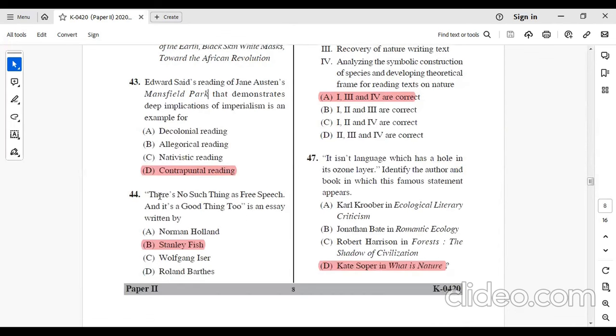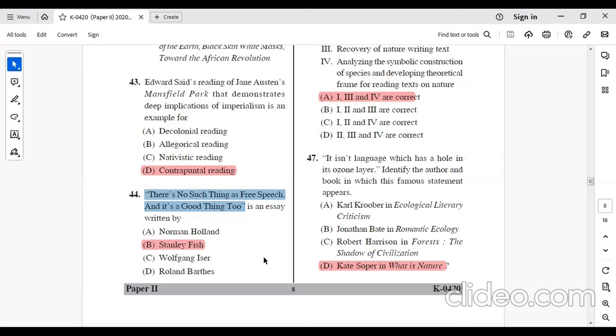There's no such thing as free speech, and it's a good thing too. It's an essay with a very long title. It's an essay written by Stanley Fish. Just like fish, too long.